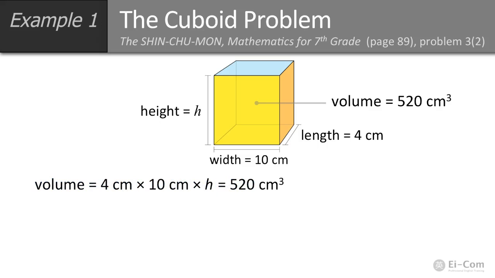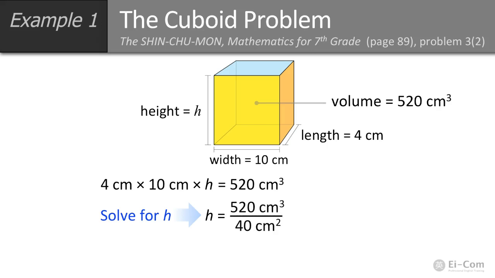This gives us 4 centimeters times 10 centimeters times h equals 520 cubic centimeters. If we solve for h, we get h equals 520 cubic centimeters divided by 40 square centimeters equals 13 centimeters. Now let's include this information in our picture above.